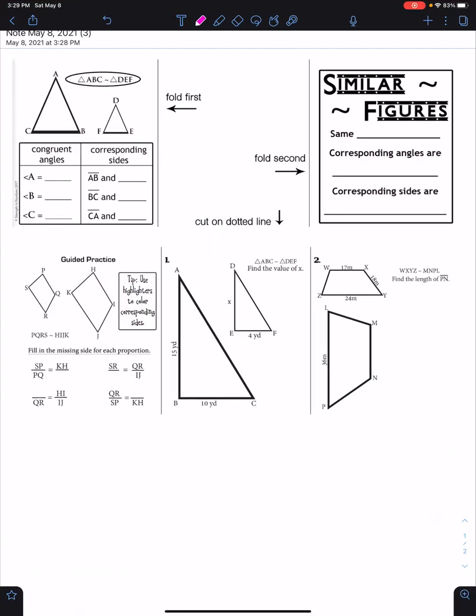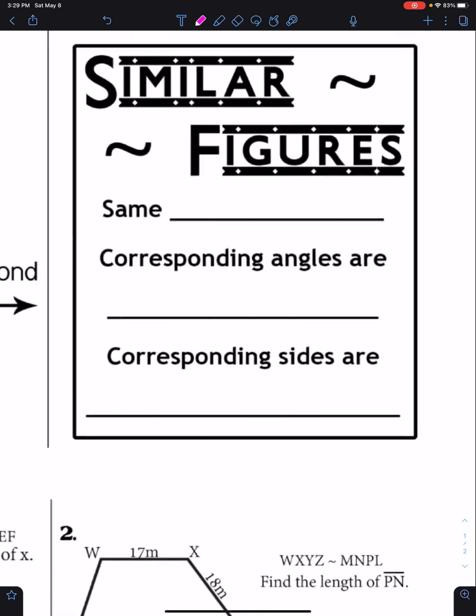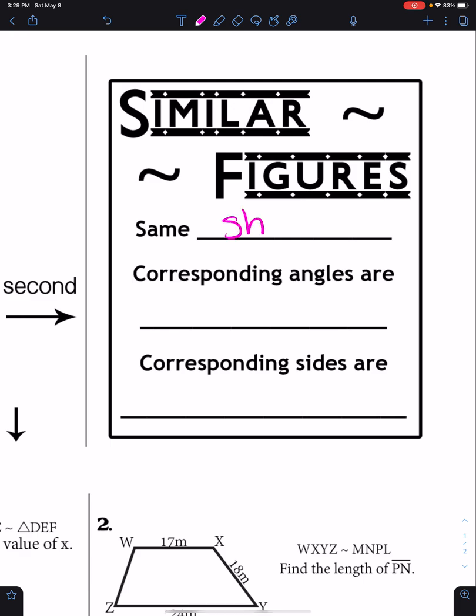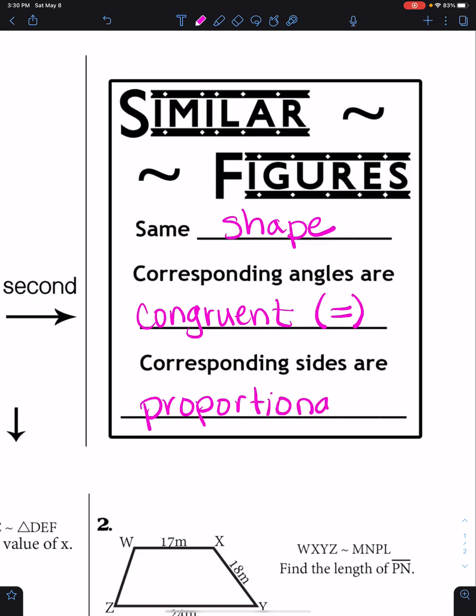Okay, so similar figures are two figures that are the same shape. They just might not be the same size, but similar figures are always the same shape. Their corresponding angles are congruent. Remember that the word congruent in geometry basically means equal. It means same shape and size, and their corresponding sides are proportional. So we're going to be tapping into all that stuff we learned about proportions earlier in the year.